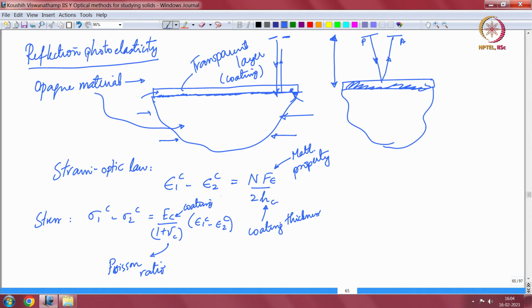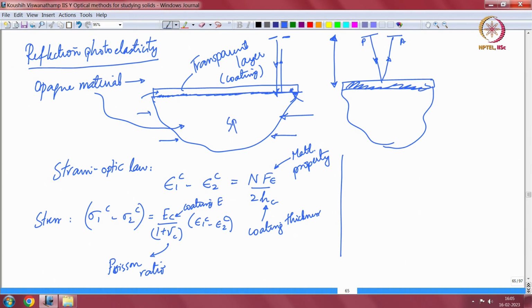This is E c, the coating Young's modulus, of course, E. And so you will get the principal stress difference, you will get isochromatics just as before and isoclinics just as before, and you will do the same type of thing as before, but now you will get the principal stress difference in terms of the principal strain difference.